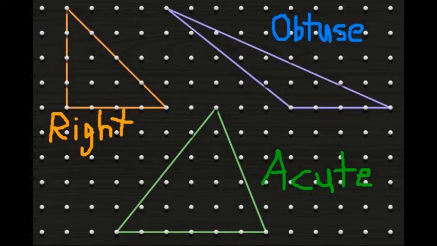I hope you noticed that the left orange triangle has one right angle. That is called a right triangle. The bottom green triangle has three acute angles. That is called an acute triangle. The one on the top, the purple, is an obtuse triangle because it has one obtuse angle.